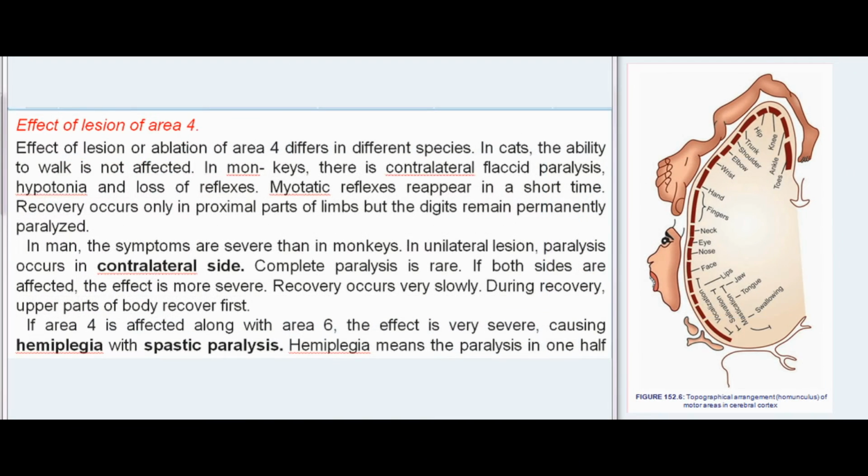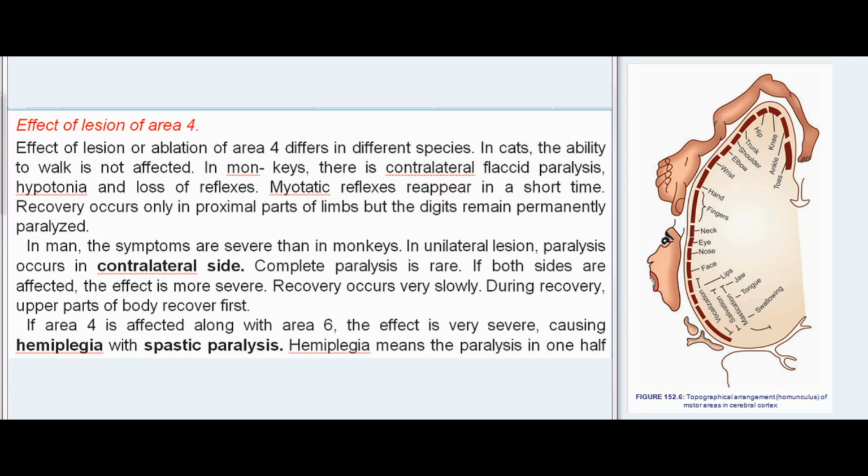Effect of lesion of area 4. Effect of lesion or ablation of area 4 differs in different species. In cats, the ability to walk is not affected. In monkeys, there is contralateral flaccid paralysis, hypotonia, and loss of reflexes. Myotatic reflexes reappear in a short time. Recovery occurs only in proximal parts of limbs, but the digits remain permanently paralyzed. In man, the symptoms are more severe than in monkeys.